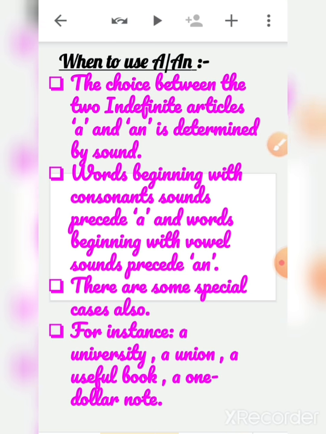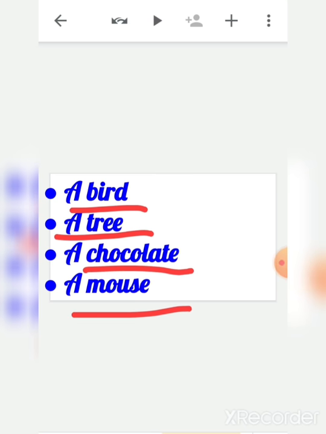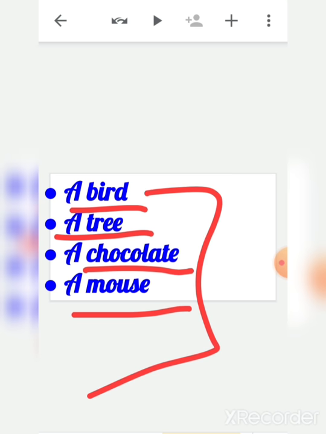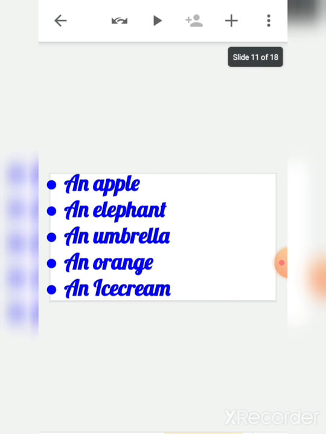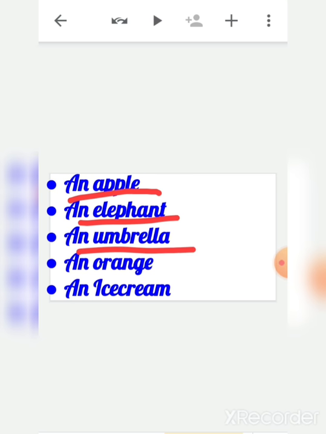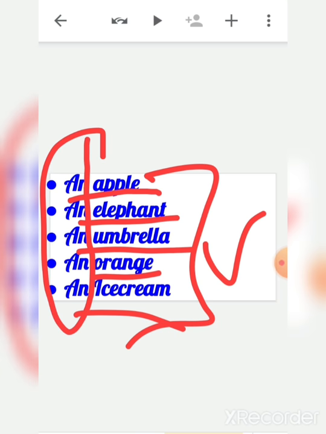Now next, see, a bird, a tree, a chocolate, a mouse. In all these words we are not getting any vowel sound, we are getting a consonant sound. So what have we written in front? A. In the same way, an apple, an elephant, an umbrella, an orange, an ice cream. In all these words we are getting a vowel sound, so we have written an in front.